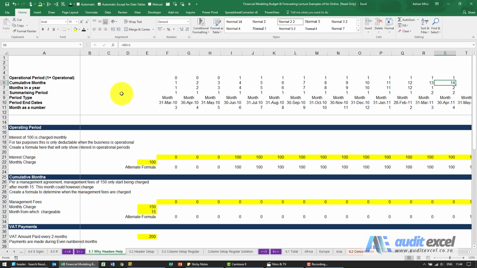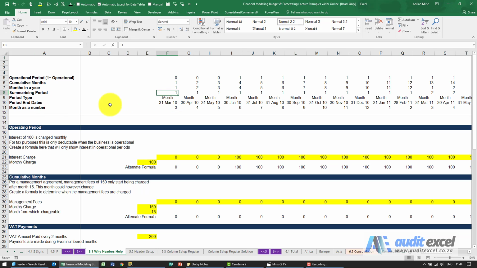We've got the months in the year, so you'll see it goes from 1 to 12 and then it restarts, 1 to 12 again. We've got something called a summarizing period. So the first 12 months have got a 1, the next 12 months have got a 2. So this helps us understand that these months belong to year 1 in this case, and these months belong to year 2. We even have a period type where we specify what that column is. It's a month. If we've got a model that changes, this may say quarter or year.